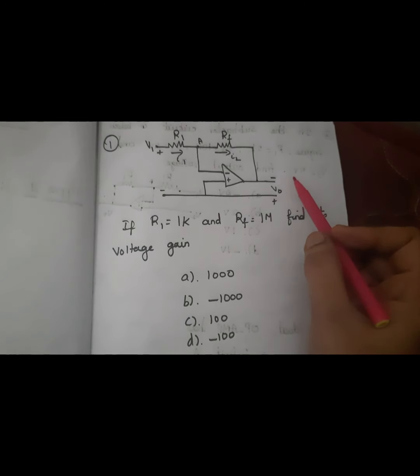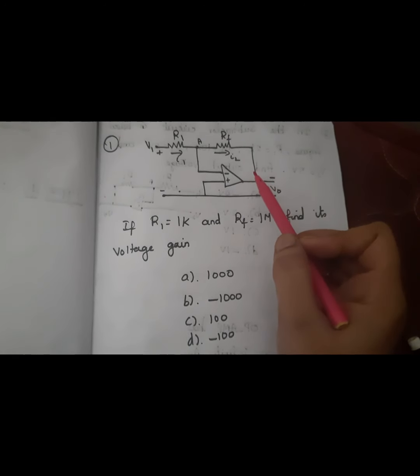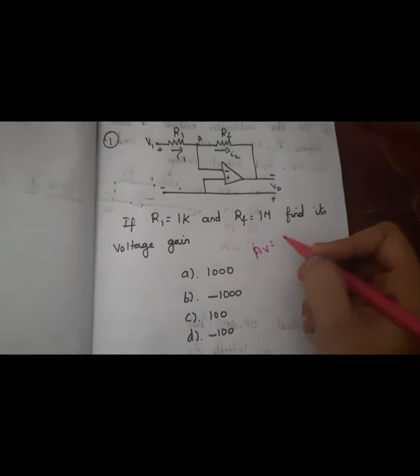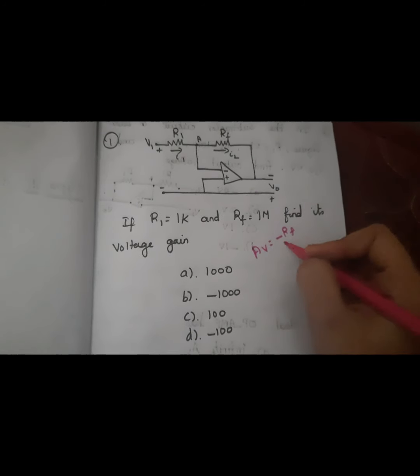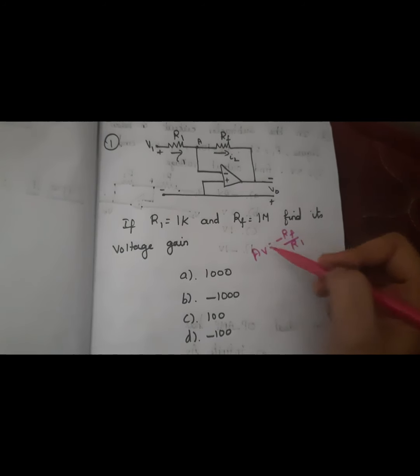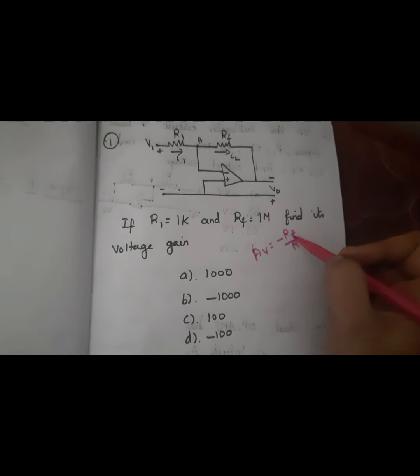So first question, and this is an inverting amplifier circuit. The gain of an inverting amplifier, the formula here is minus RF divided by R1. This is the voltage gain equation for the inverting amplifier.